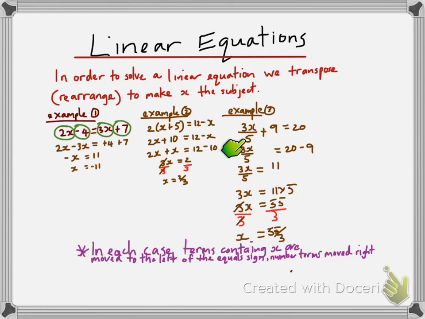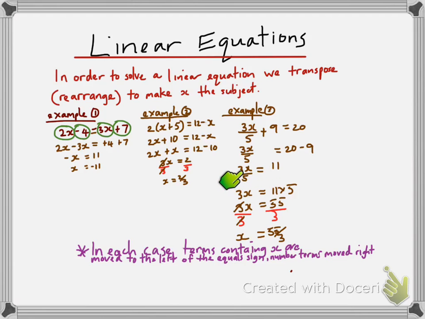Example 3 contains 3 terms. We have this fraction term, we have this plus 9, and we have a 20. Again, we want to have the terms containing x on one side of the equation, so we'll leave the fraction 3x over 5 on the left. The positive 9, however, can move to the right hand side of the equation and can be combined with the 20. So we have 20 minus 9 is 11.